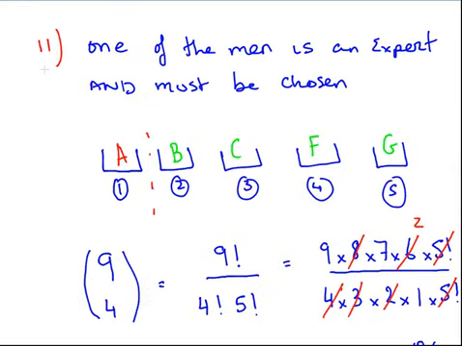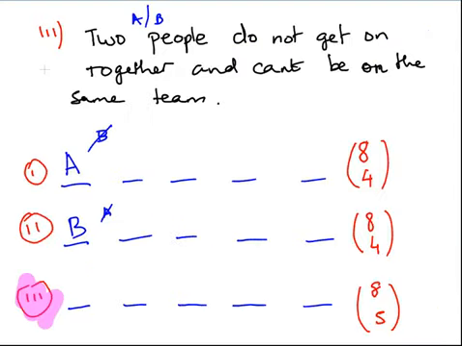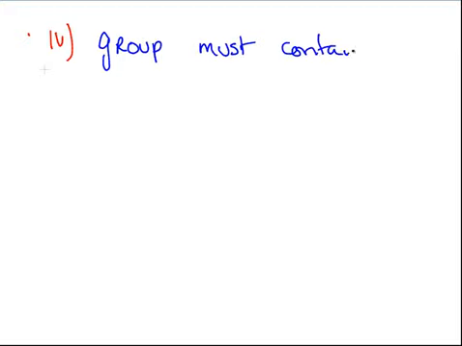How many if one of the men must be chosen, because he's an expert? How many if 2 people do not get on and can't be on the same team? Okay, so the next one of these scenarios is as follows. If the group must contain 3 women and 2 men.